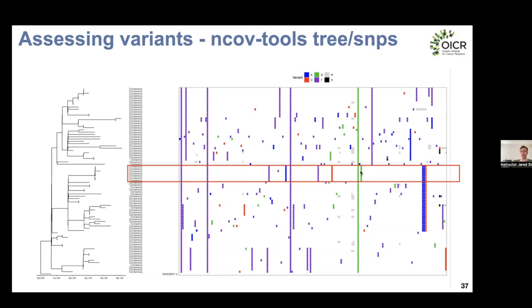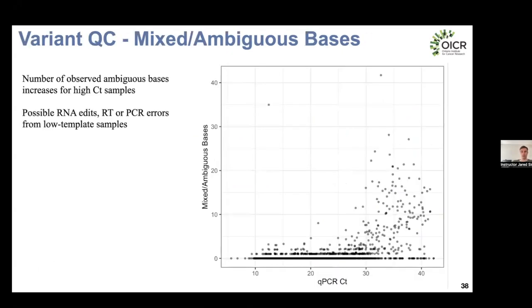And we can start to see samples that may have had sequencing problems. These gray boxes are where there are Ns in the genome, and the black boxes are where there are those ambiguity codes, IUPAC ambiguity codes that look like mixed bases. And we're going to come back to that in a little bit.